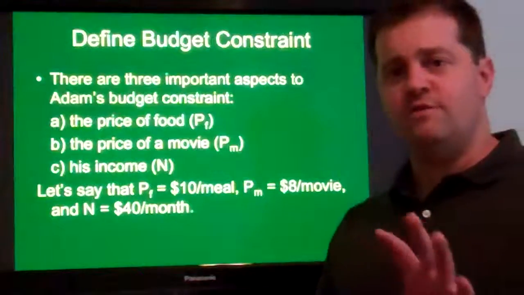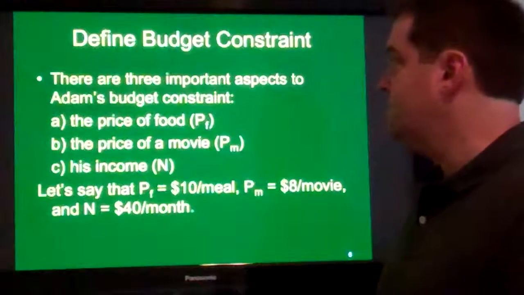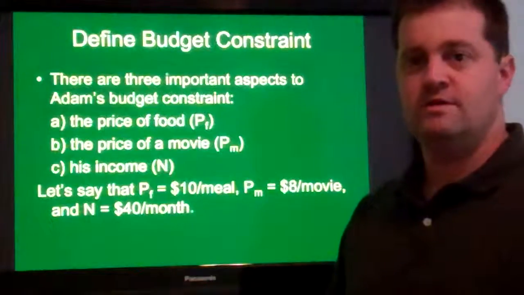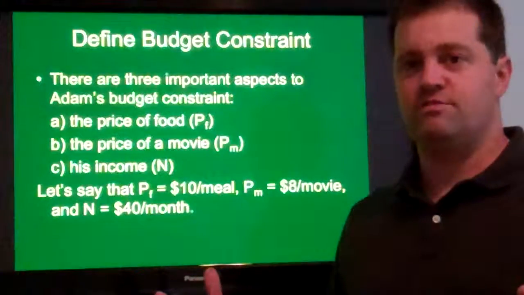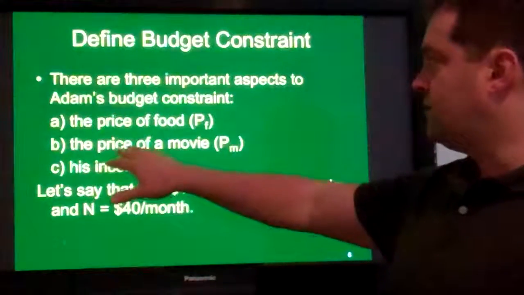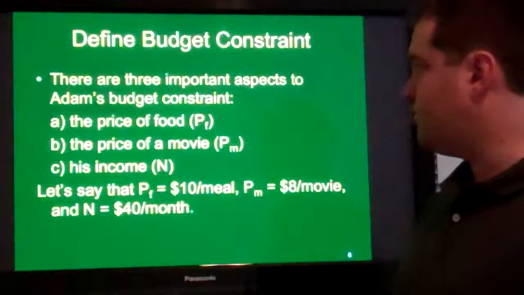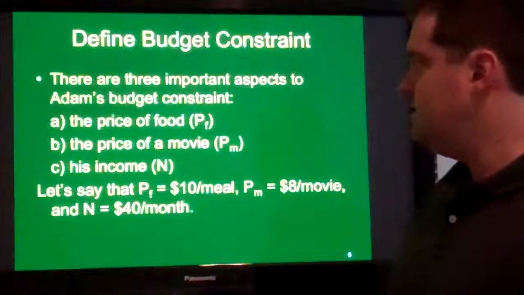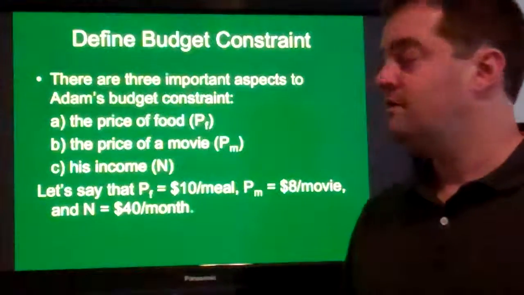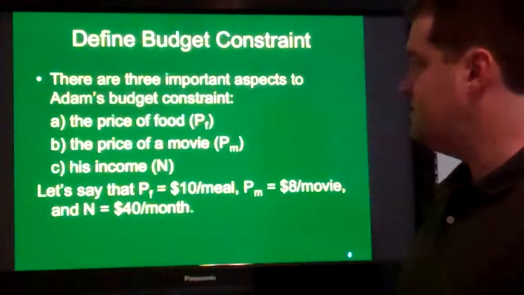And for Adam, in this world, there's three different variables that he needs to be concerned with. The first variable that he needs to be concerned with is the price of food. Right? How much is it going to cost for Adam to go out to a restaurant? And then we're going to talk about the price of a movie. Right? And we're going to show that the price of a movie is P sub m. And then his income, right? We're going to designate that with the variable N. So we've got three variables that Adam faces.